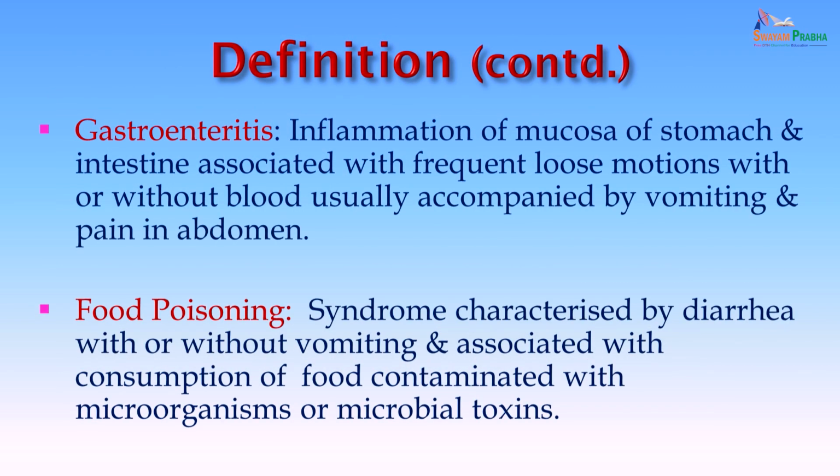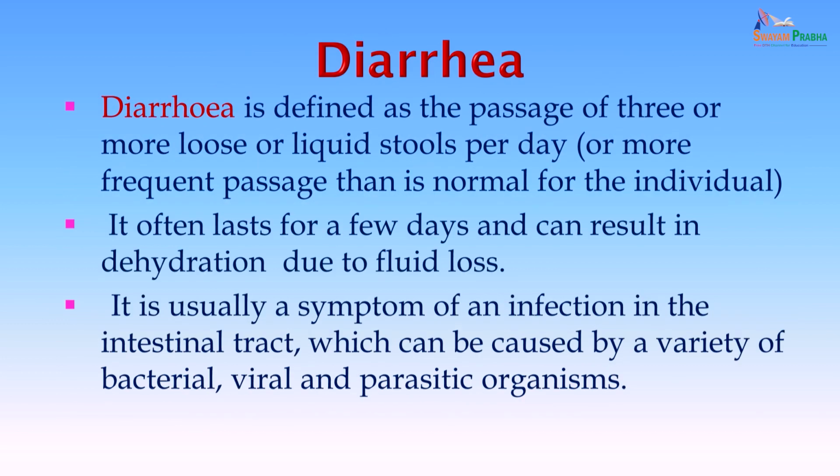Gastroenteritis is inflammation of the mucosa of the stomach and intestine associated with frequent loose motions with or without blood, usually accompanied by vomiting and pain in abdomen. So, it is usually diarrhea associated with vomiting. Food poisoning is a syndrome characterized by diarrhea with or without vomiting and associated with consumption of food contaminated with microorganisms or microbial toxins.